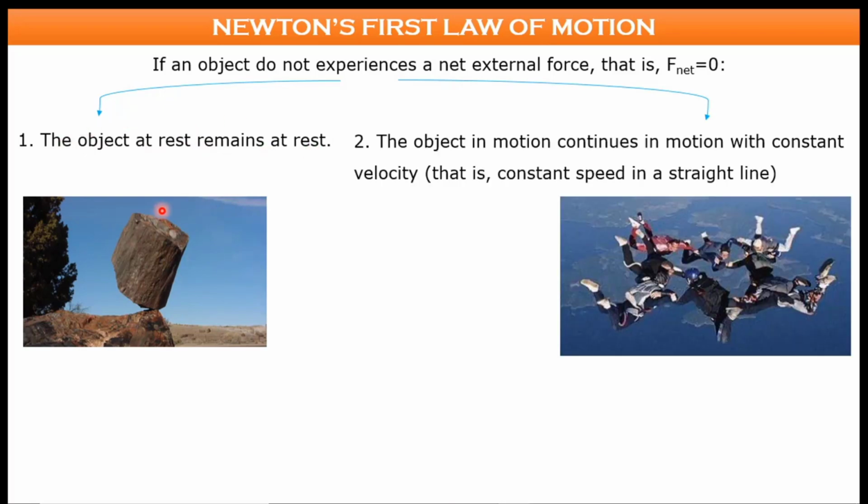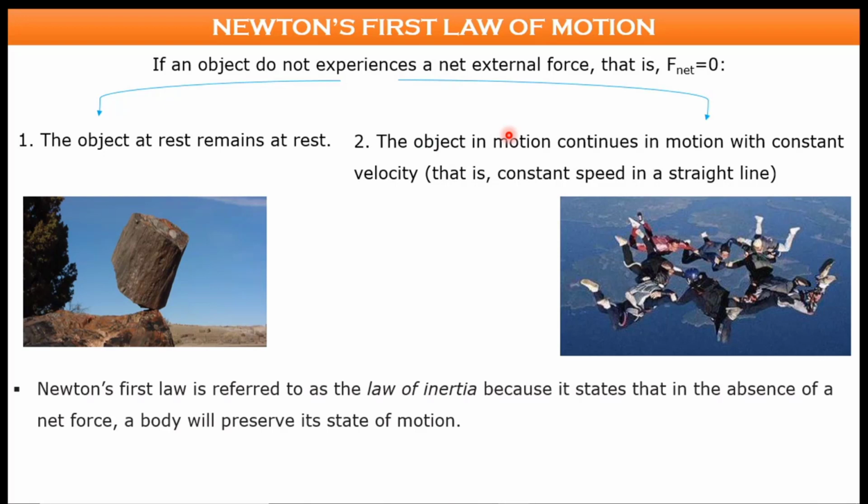Second, the object is in motion. If the object is in motion initially, it will continue moving with constant velocity, that is, constant speed in a straight line path. So this is the second possibility. This is the first law of motion.